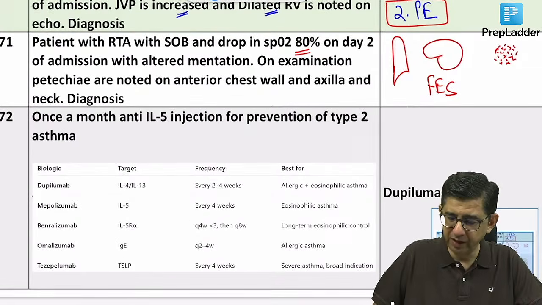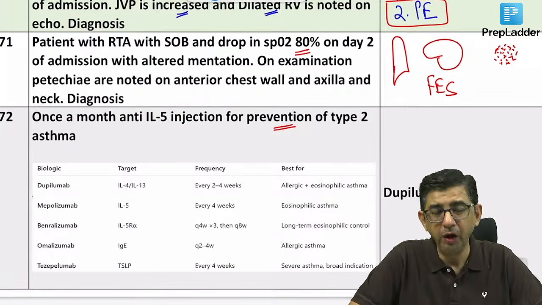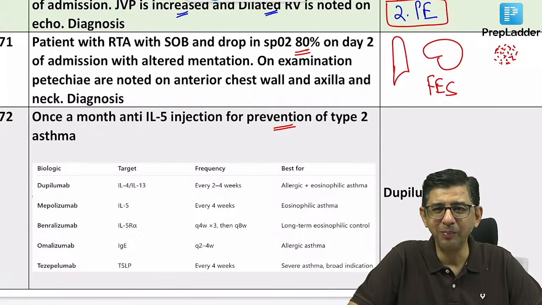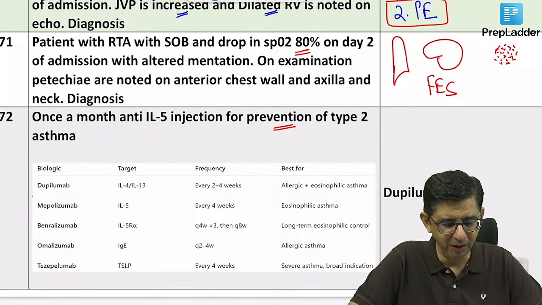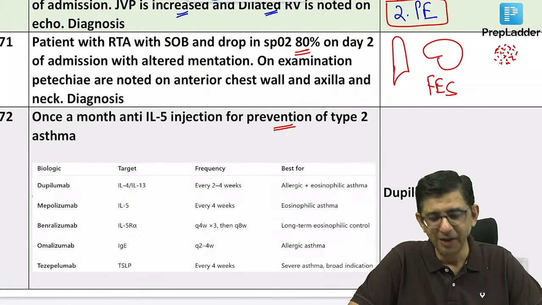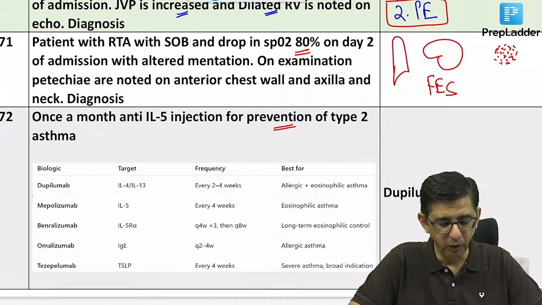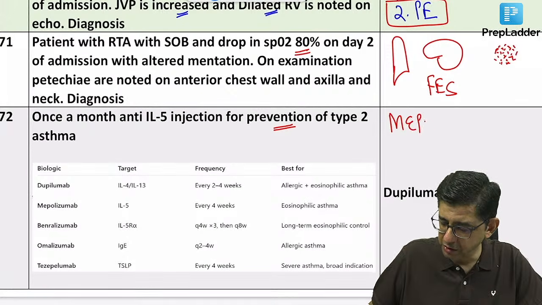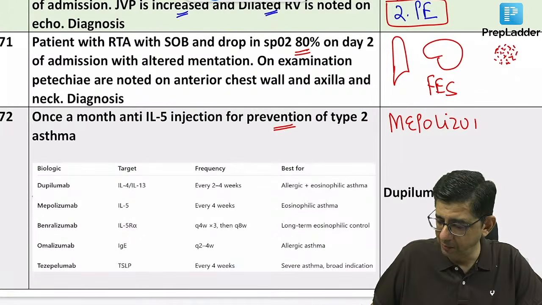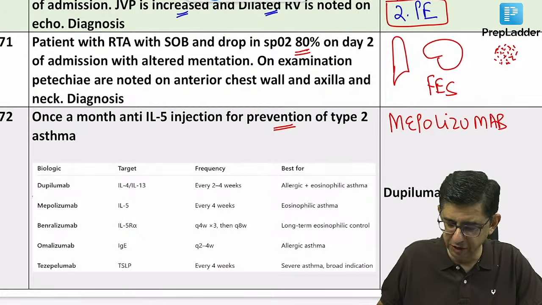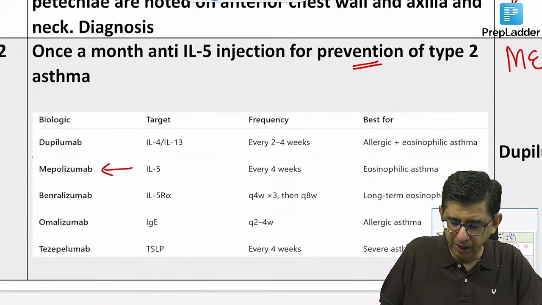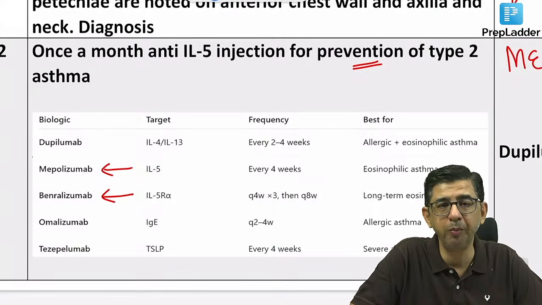Then is prevention of asthma. What anti-IL-5 injection? In fact, you can answer from the comments. The answer is almost given there as well. So yes, guys, asthma injections have to be given, anti-asthma injections which can help in preventing asthma attacks. So that would be mepolizumab, that is anti-IL-5 injection. So monoclonal antibodies would be given. Yes, benralizumab and mepolizumab are the molecules that would be used in this case.